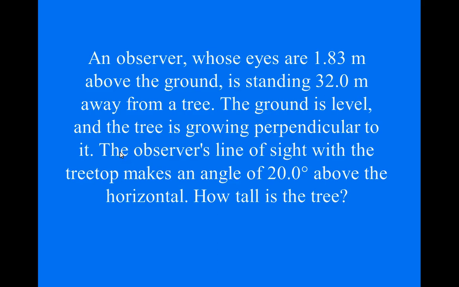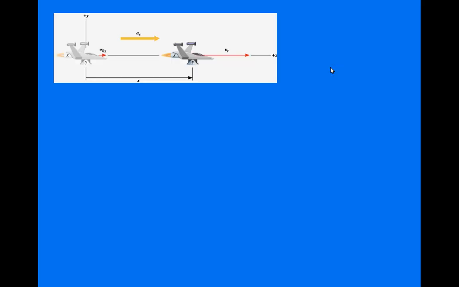So opposite equals adjacent times tan theta. So if you have the angle and the distance, in this case we have the angle of 20 degrees, the distance 32 meters, we can figure out the opposite value, and then this question is just a little bit tricky because then we add in the 1.83 meters because the observer's point of view is already 1.83 meters higher than the ground level.